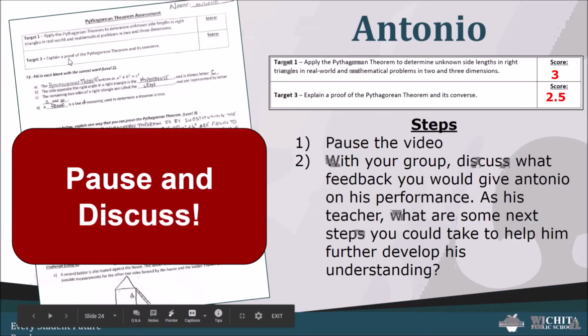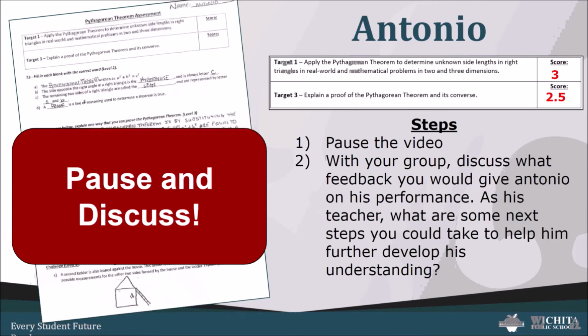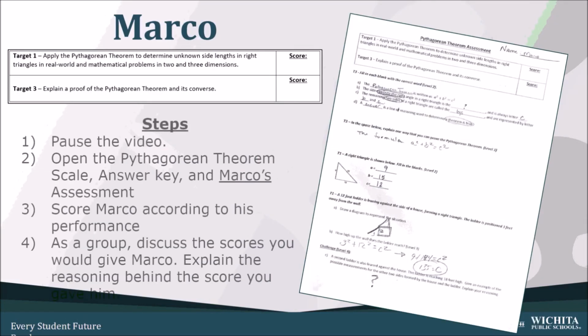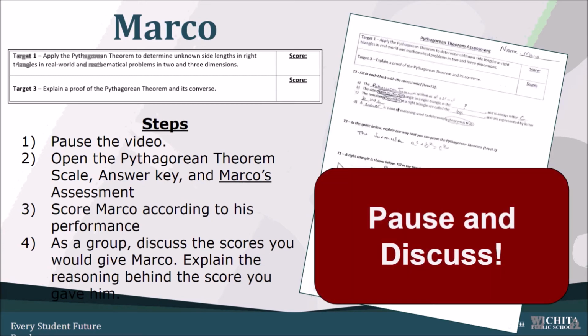Please take a minute to pause the video and discuss with your group what feedback you could give Antonio based on the scores we have given him and the work that he's shown us on the assessment. The next student's work that we will score is Marco's. As we did with Antonio's, please take a moment to pause the video, locate Marco's assessment, score Marco's assessment individually, and then discuss with your group how you scored his work.